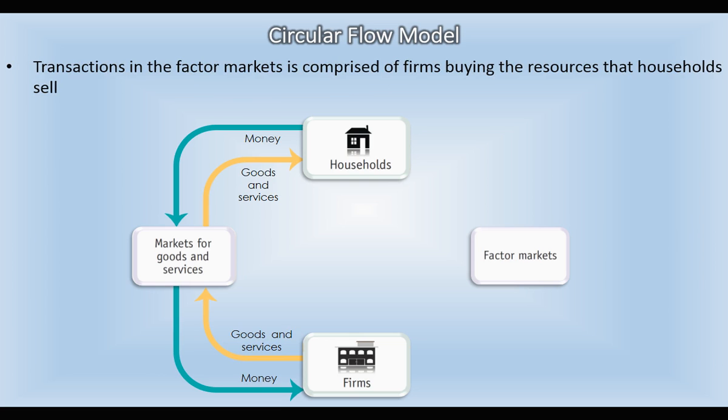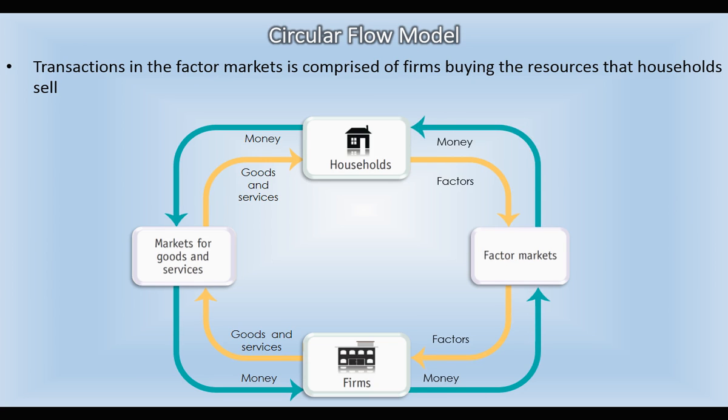Transactions in the factor markets comprise firms buying the resources that households sell. So again, households have labor to sell, and they also own things that firms can use to produce, such as factories and other factors of production. So households provide factors of production in the factor markets. Firms buy those from the households, and then they pay money into the factor markets, which then goes into the households.